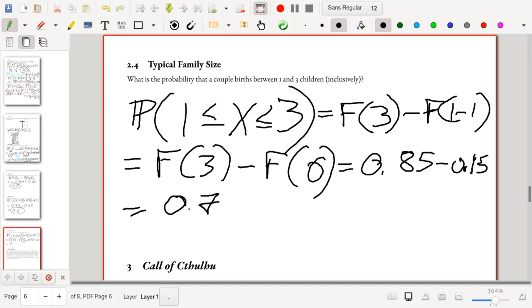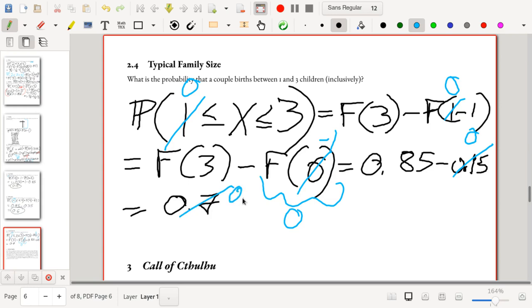Now, let's just imagine for a second that I switched 1 with 0, in which case we would have F at 3 minus F at 0 minus 1, which would be F at 3 minus F at negative 1. And F at negative 1 is equal to 0, because that's to the left of 0, which was the first point at which the CDF actually took a positive number, so anything to the left of that is going to be 0. In which case, we'd have 0.85 minus 0, which will be 0.85. Just in case you were curious about that situation.